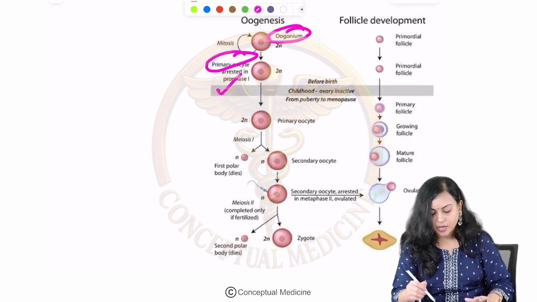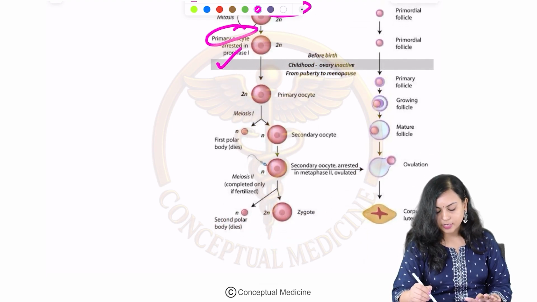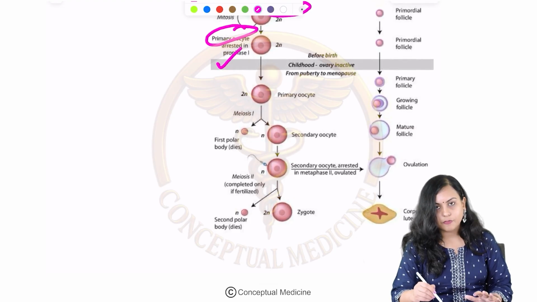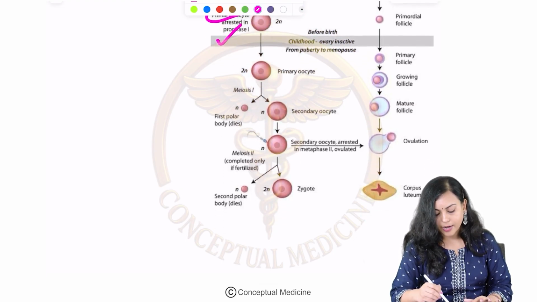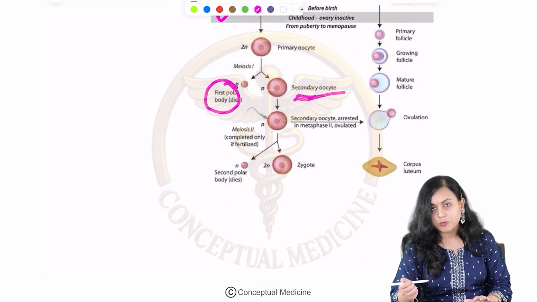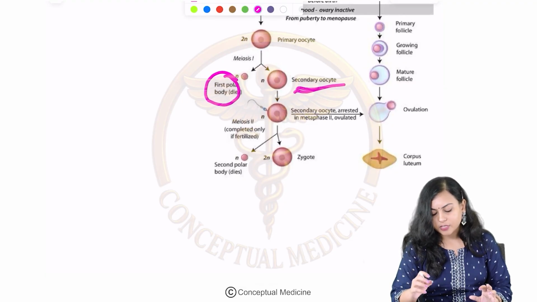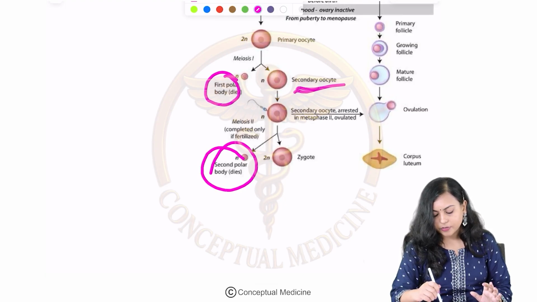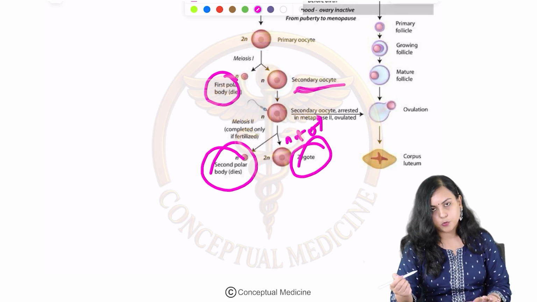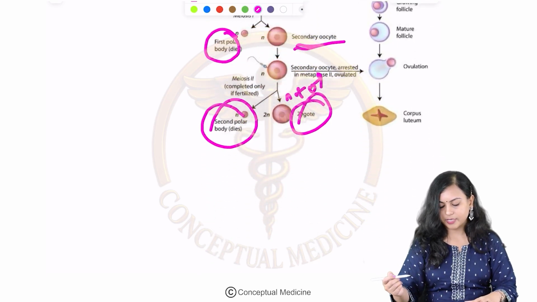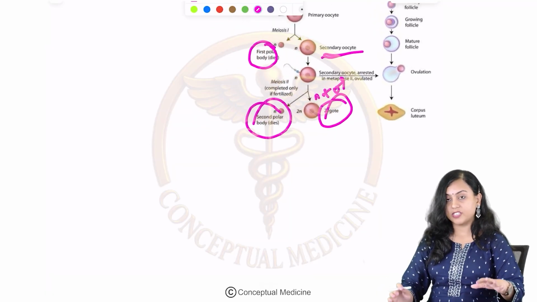Then, during puberty, this primary oocyte just before ovulation completes its meiosis 1 and releases the first polar body and secondary oocyte. Now the secondary oocyte enters meiosis 2 and it is arrested in metaphase till fertilization happens. Just before fertilization, it releases the second polar body and forms a female pronucleus which fuses with the male pronucleus to form a zygote. Okay, so this is all about oogenesis in general.